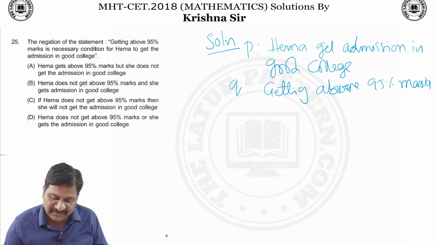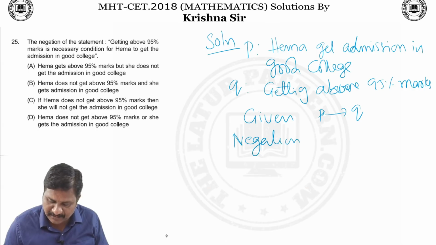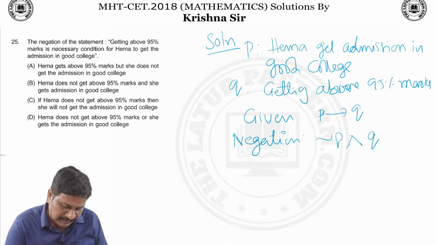Now its negation. If the given statement is P necessary condition, the given statement is P implies Q. Now its negation: Hema does not get above 95%, that is negation of P, and she gets admission in good college, that is Q. Therefore the option will be B.